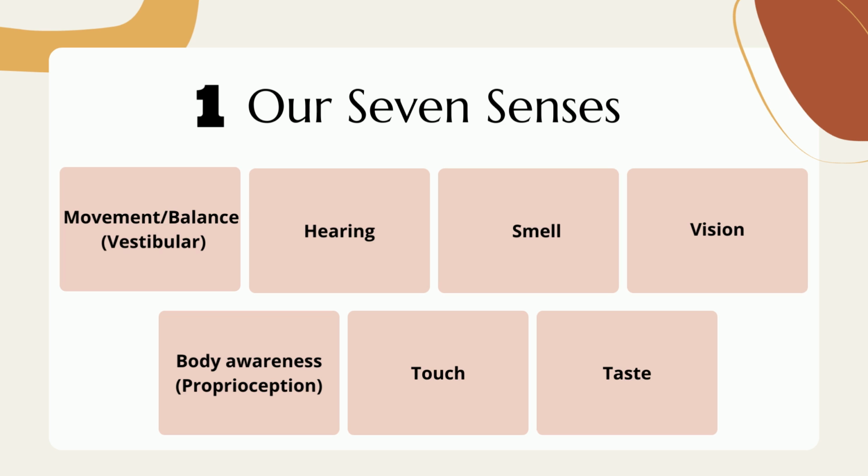So, as promised, our seven senses are vestibular, hearing, smell, vision, proprioceptive, touch, and taste. So, the two new ones you'll see are vestibular and proprioception. Vestibular is basically our movement and balance, so how we move our muscles and our joints in daily life. And proprioceptive is known as our body awareness. So this is whenever we know where our body is in space.